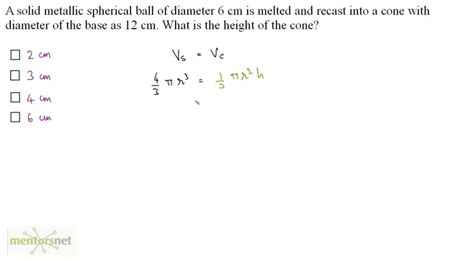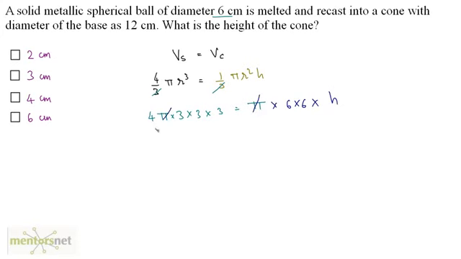This r and this r are different. Okay, so this 3 and 3 get cancelled out. What I have is 4 times pi times what is the radius of the spherical ball? Well, the diameter is 6, so the radius will be half of 6, and that's 3. So r cube will be 3 times 3 times 3. Okay, this is equal to, we have pi r square. Well, this r is the radius of the base of the cone. So the diameter of the base of the cone is 12 centimeter. The radius will be half of 12, that is 6. So times 6 square, that's 6 times 6 times h, which is what we have to find.